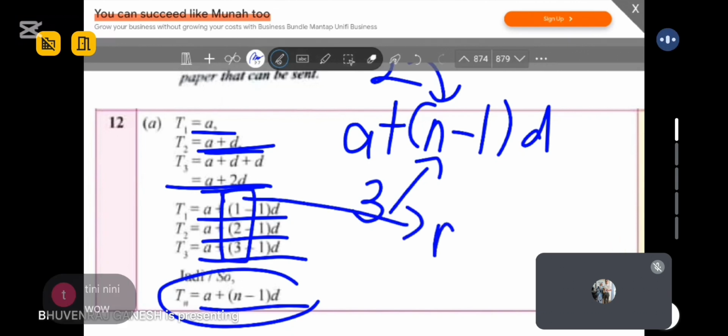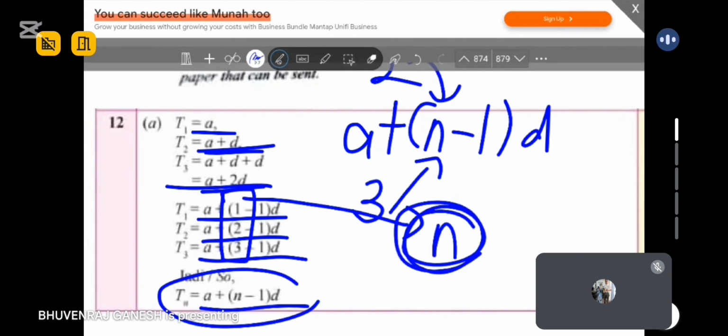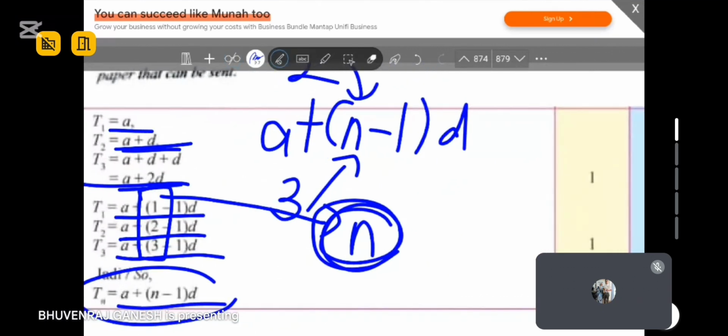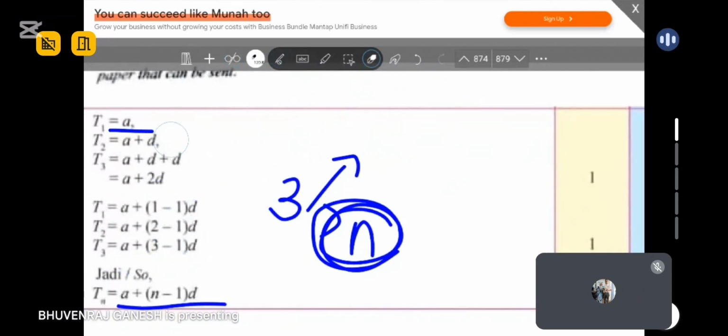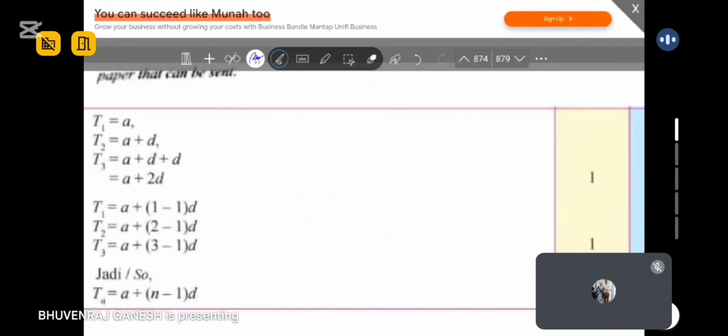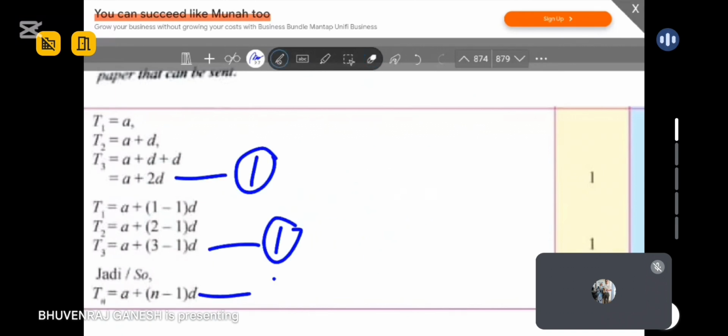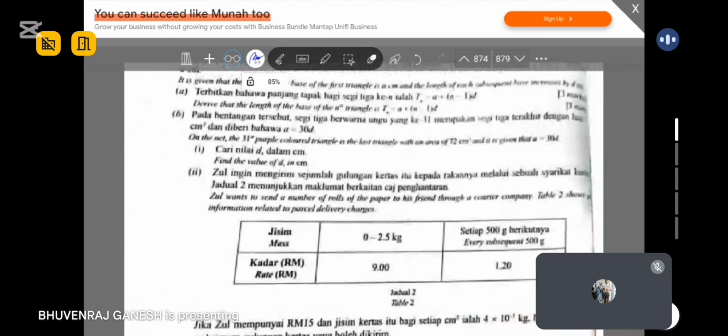Selalunya apa yang berubah kita akan bagi simbol N. When you see something changing in a pattern, you change it to the N symbol. The mark is given like this. Okay, you can see which part you get the mark. Okay, so when you get this one is 1 mark, this one is 1 mark, and the final answer 1 mark. Okay, all right. So we go next question.